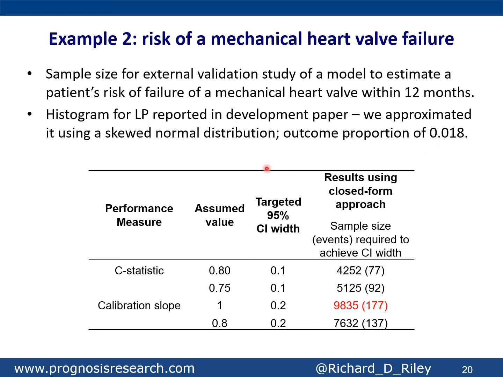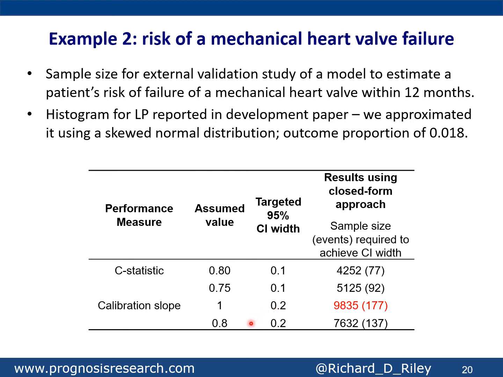Let's see then what sample size we need. Again, let's jump into the calibration slope, and if we assume it's 1 and that again we want a targeted 95% confidence for width of 0.2, then we need 9,800 participants and about 180 events to target this confidence interval width, to estimate it this precisely.